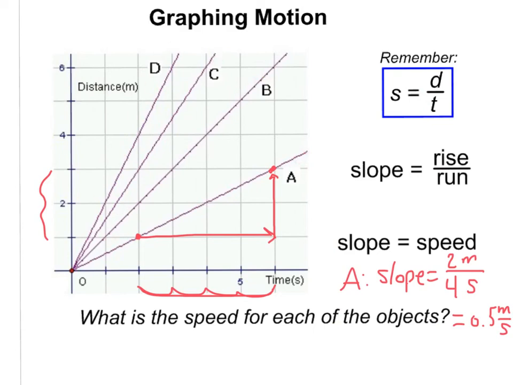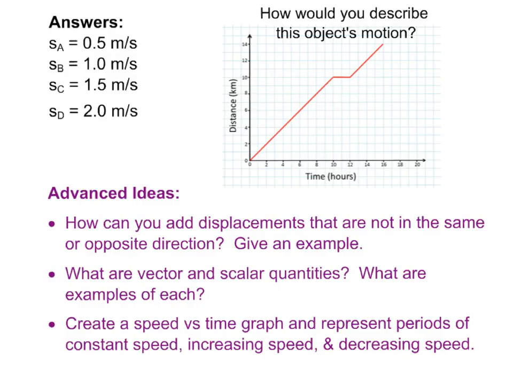Another way to look at that is at 3 seconds, which object has traveled the farthest? Well, D. It's obviously going faster. It has traveled 6 meters as opposed to A has only traveled 1.5. So now let's go to the next frame and you can check your answers. Here are your answers. The speed for object A, right here, speed for object B, C, and D. And that does make sense according to the graph.